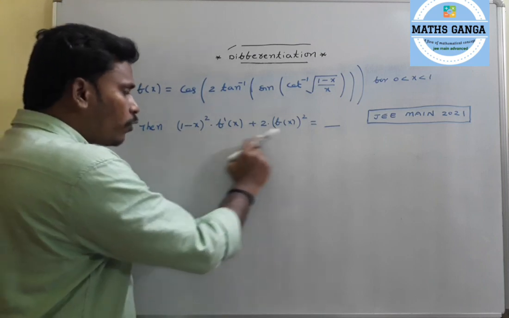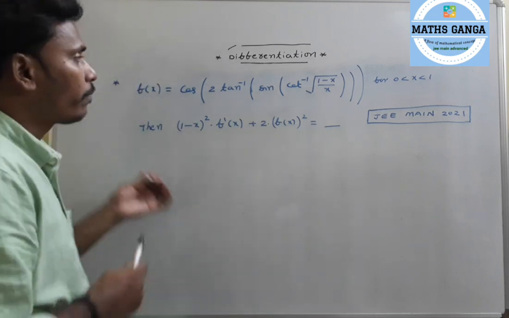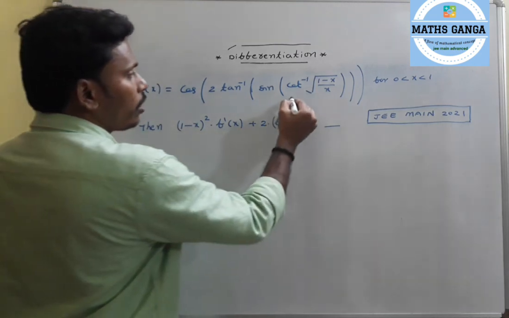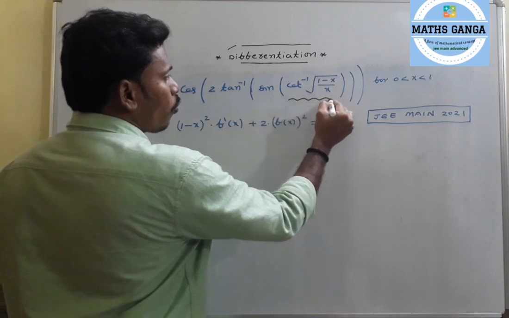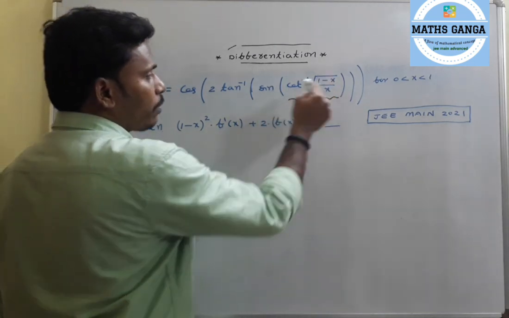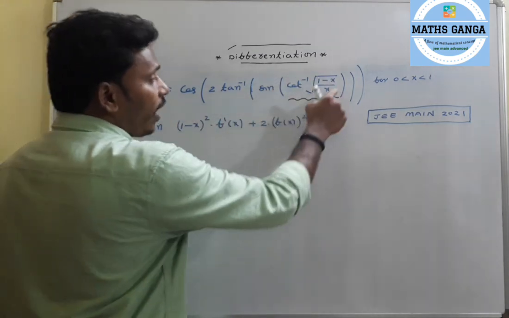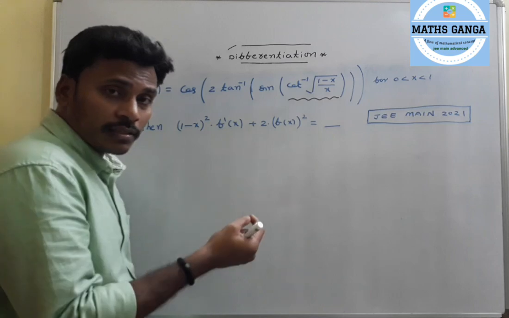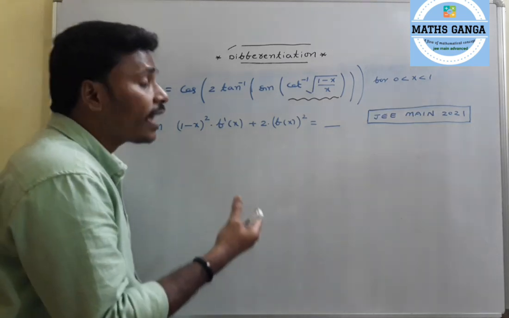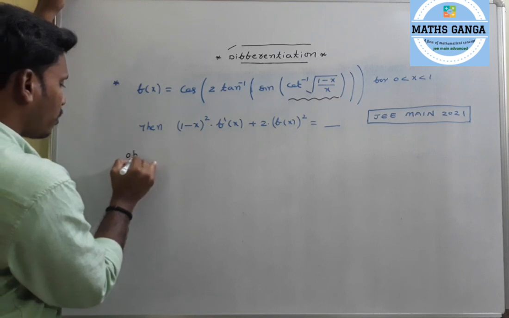Just if you find this, it's okay. It's a Mains 2021 problem, right? So how to solve this? First of all, think about this: cot inverse root of (1 minus x) by x, and here we have sine. Try to rewrite this cot inverse in terms of sine inverse. See, first observation is this.